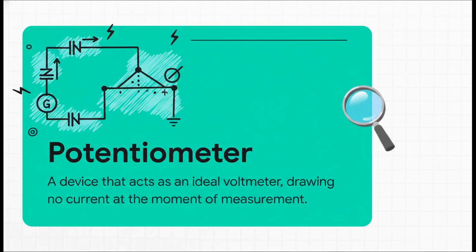Well, yes, there is. It's called a potentiometer. This amazing device uses a variable resistor to perfectly oppose the voltage you're trying to measure. You adjust it until the current hits zero, finding that point of perfect balance, just like the Wheatstone Bridge. And at that exact moment, it can measure the voltage without drawing any current from the circuit. It is, for all intents and purposes, an ideal voltmeter.